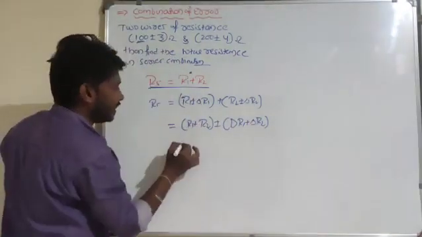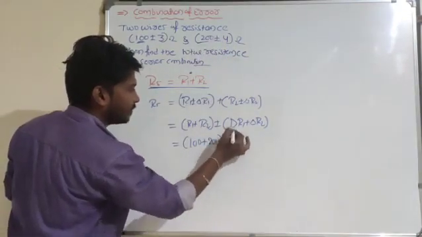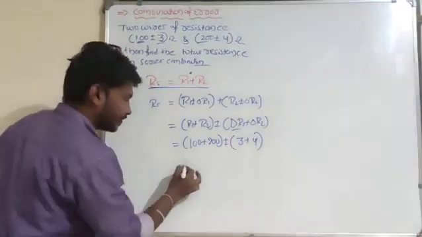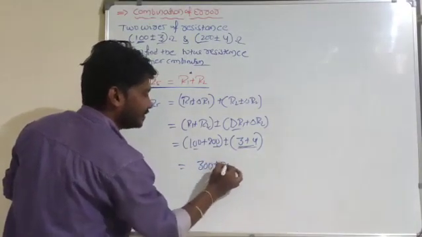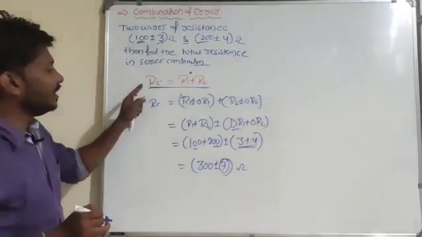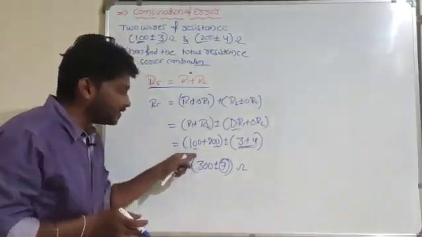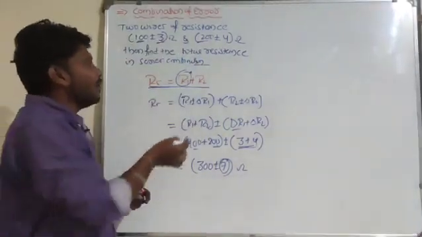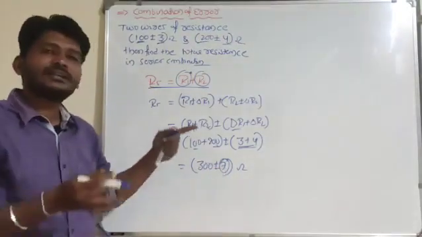R1 is 100 ohm, R2 is 200 ohm, delta R1 is 3, delta R2 is 4. So what is the total resistance here? 300 plus or minus 7 ohm. Look here, what is the error that occurred? The total error in the series combination is 7 ohm, and the total resistance is 300 ohm. While measuring the first wire, I get an error of 3 ohm; for the second wire, an error of 4 ohm. So the total error is 7 ohm.